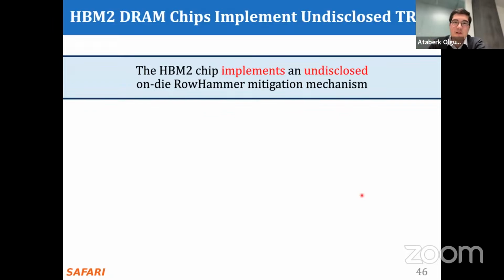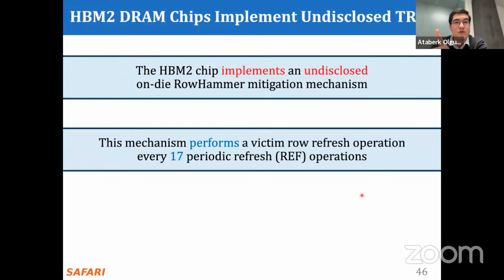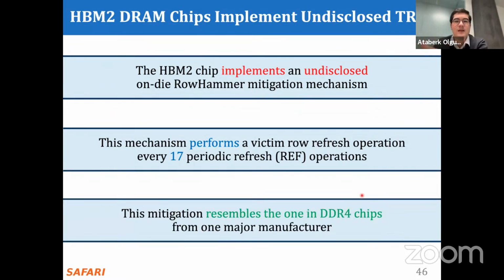So we performed this experiment and find that the HBM2 chip implements an undisclosed on-die mitigation mechanism. This mechanism performs a victim row refresh operation after every 17 periodic refresh operations. And this resembles a TRR mechanism that a real DDR4 chip implemented. And we want to uncover more about the inner workings of this mechanism as part of our future work.